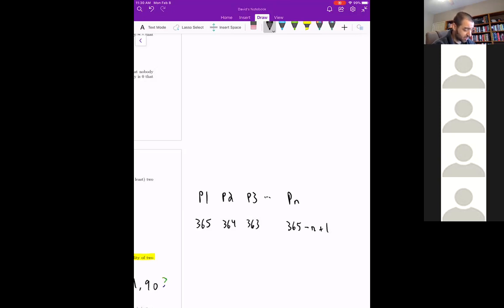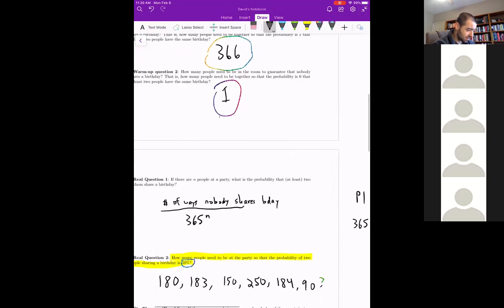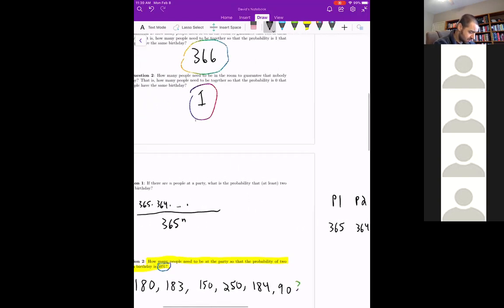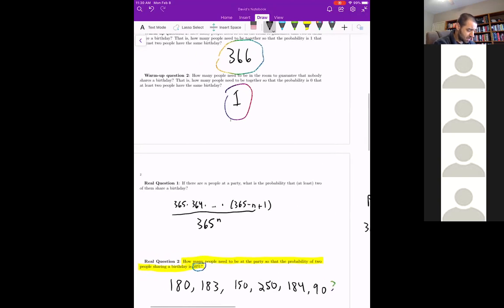So now you're going to multiply those down the line. Up top, I have 365 times 364 times dot, dot, dot, times 365 minus n plus 1, like that. So we have our answer basically. Right now we just do 1 minus that.